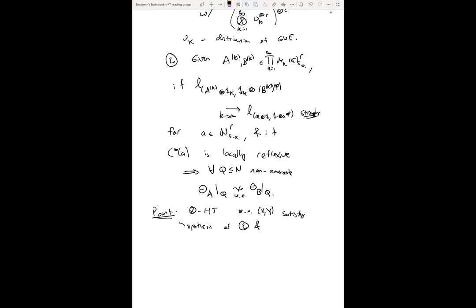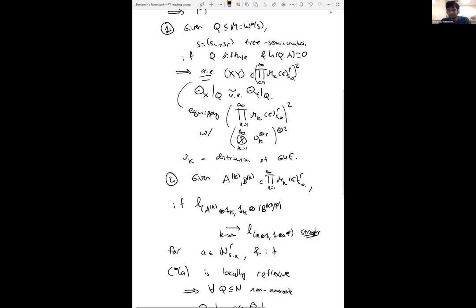Yeah, okay. So for this specific choice of microstates, if I have this tensor strong convergence, under the assumption that C star of A is locally reflexive, then these embeddings are not unitarily equivalent when restricted to any non-amenable subalgebra. So the point is that tensor HT implies that almost every x and y are a pair of A and B as in two. And so these embeddings are not unitarily conjugate when restricted to any non-amenable subalgebra. And one kicks in and says that if the one-bounded entropy is zero, then also for almost every choice, they are unitarily equivalent when restricted to the subalgebra. And the intersection of measure one sets is measure one, so this forces Q to be amenable.